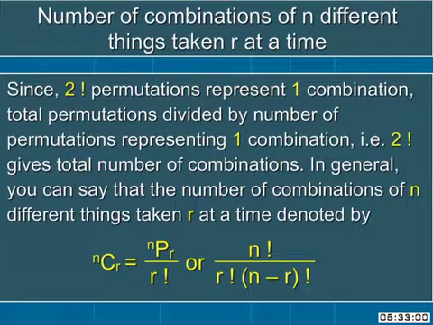In general, we can say that the number of combinations of n different things taken r at a time, denoted by nCr, is equal to nPr upon r factorial, or it is equal to n factorial upon r factorial into (n minus r) whole factorial.